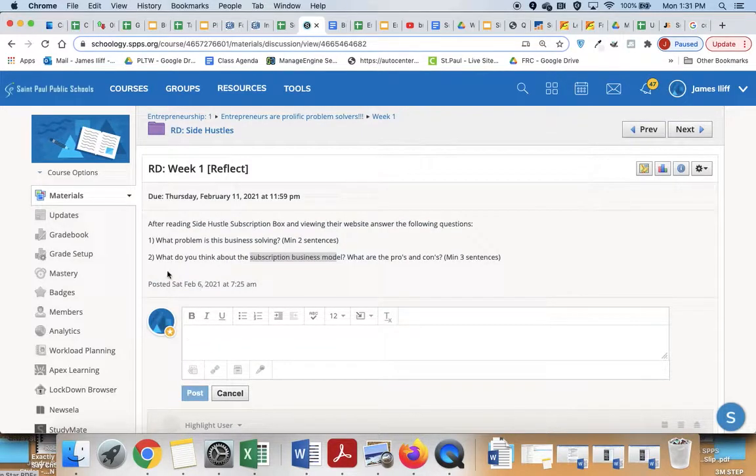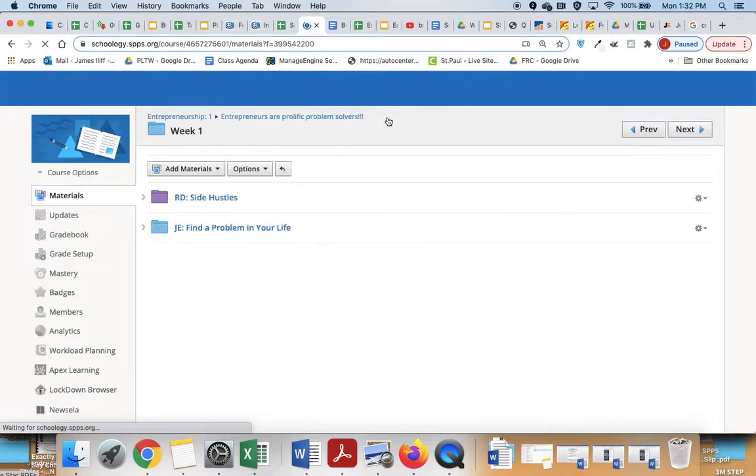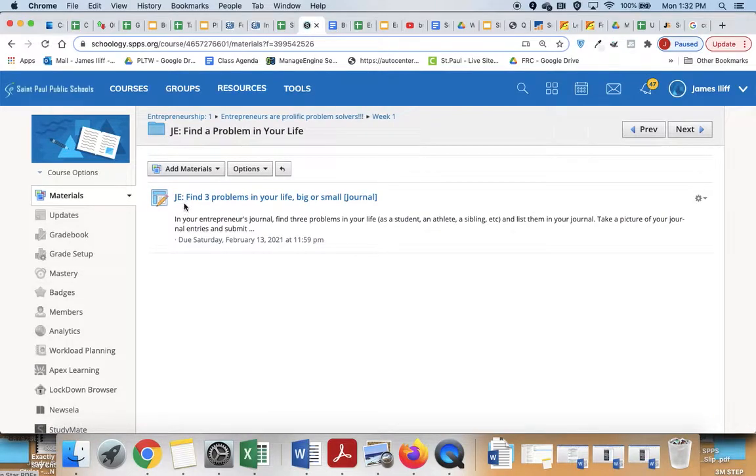Boom. So pretty exciting. You're going to learn a lot from this reading, and then you're going to be able to reflect on it. So that gets us to our reading for the week. That's where that is. Now let's go down to our journal entry. So here's our journal entry.